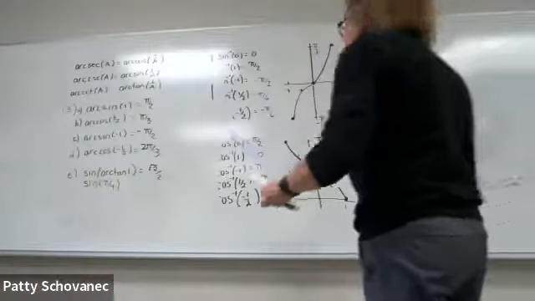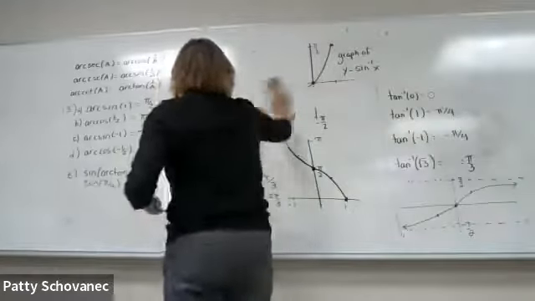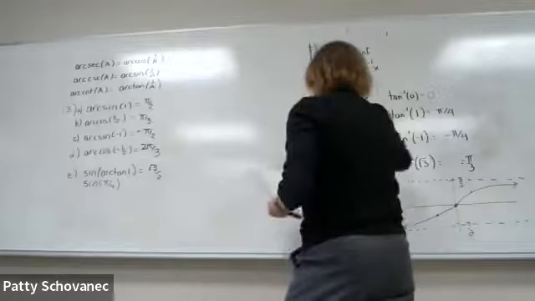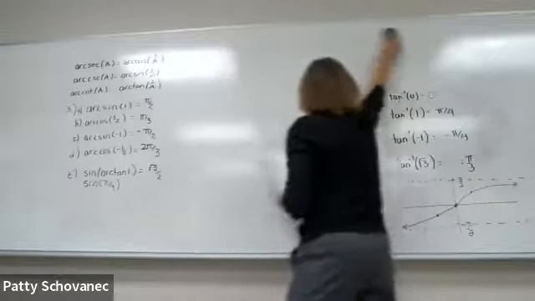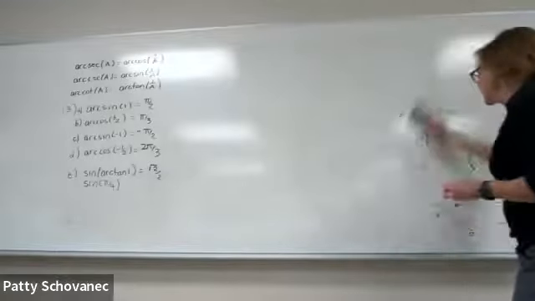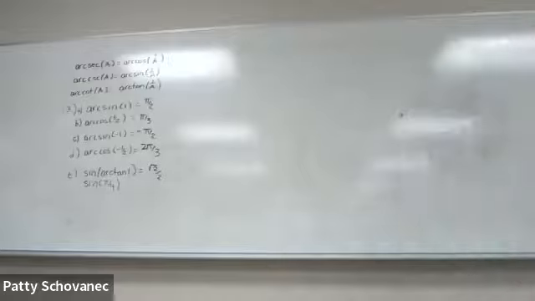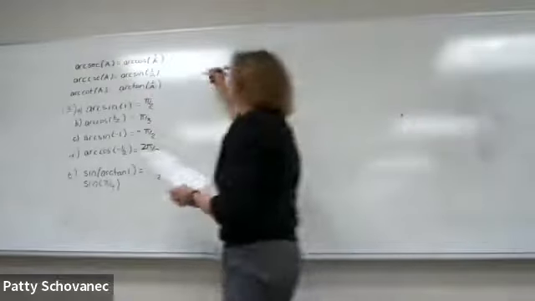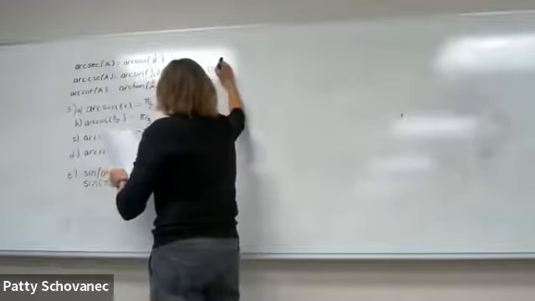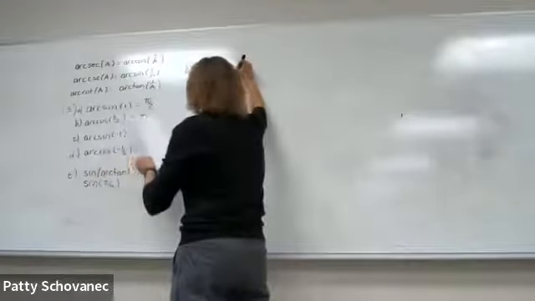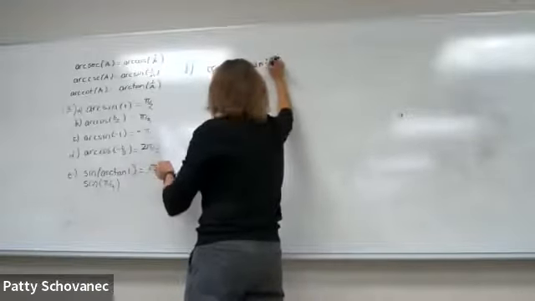Now, when there's a number inside here that we don't recognize as one of our reference angles, we just use the fact that those represent angles. Inverse trig functions are angles in the specified range. So for instance, for part F, I want to find the cosine of the angle that is the arc sine of 1/3.